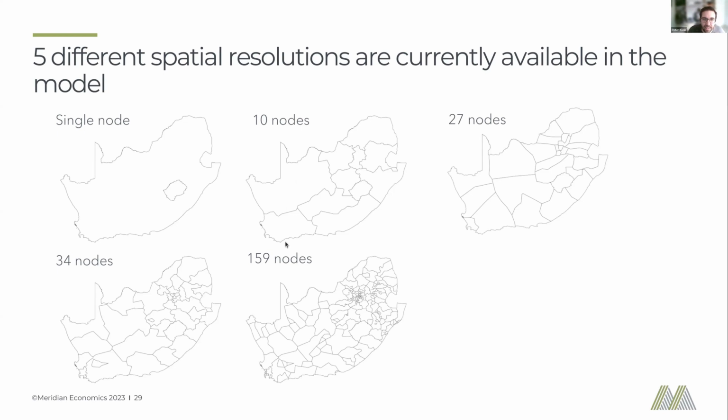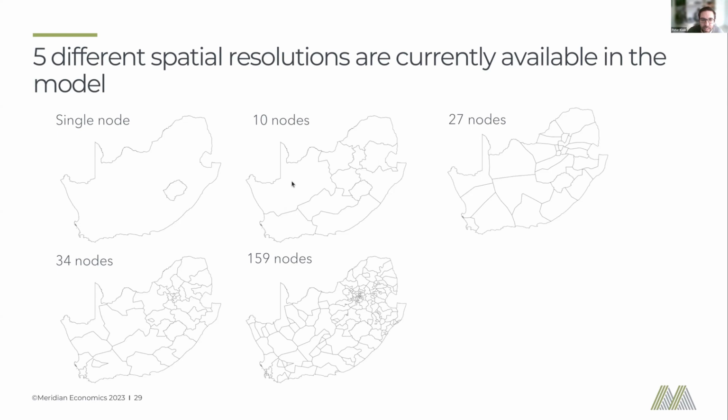But we think this 10 node model is a very good starting point to understand some of the impacts of different grid expansion trajectories. And you can start to test things, for example, like, does it make sense to build more renewables in Mpumalanga, or does it make sense to increase the levels of curtailment?